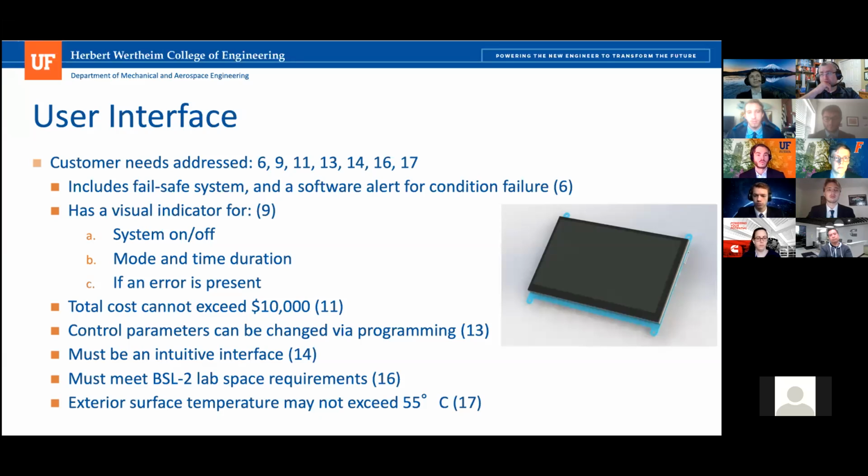Next up, more visual indicators. Most importantly, for system on and off, there would be a programmed control to turn on and turn off the system via the touchscreen. And a visual indicator for mode and time duration. There'd be a setting where the user can determine the type of mode based off the experiment they wish to perform. And then for each experiment, there'll be a time monitor displayed showing the user how long the experiment has been conducted, up to 2 weeks, of course.